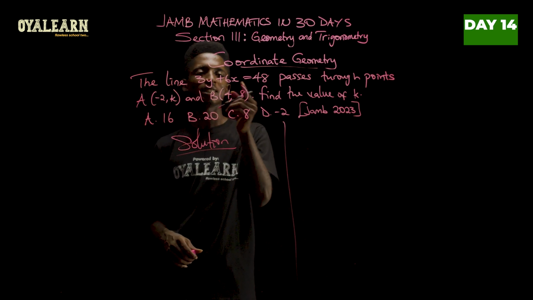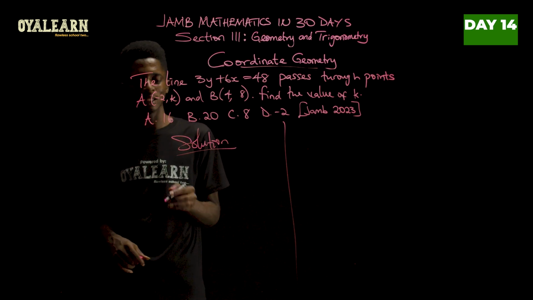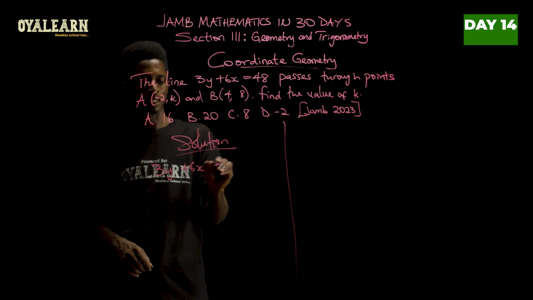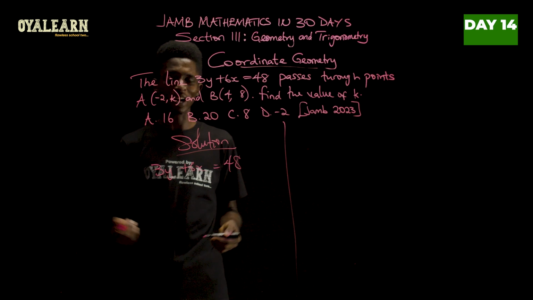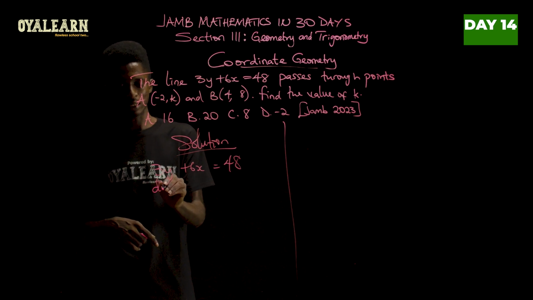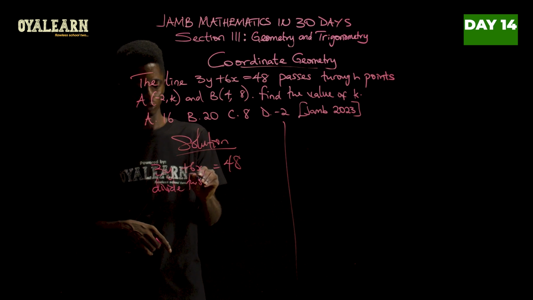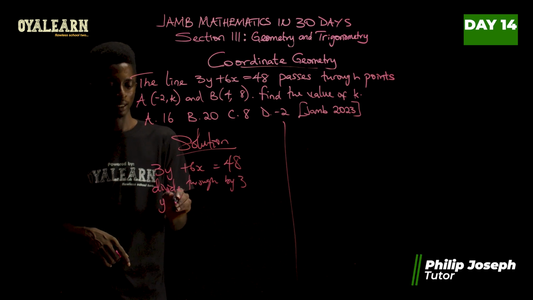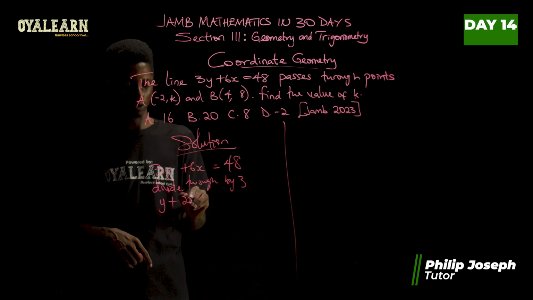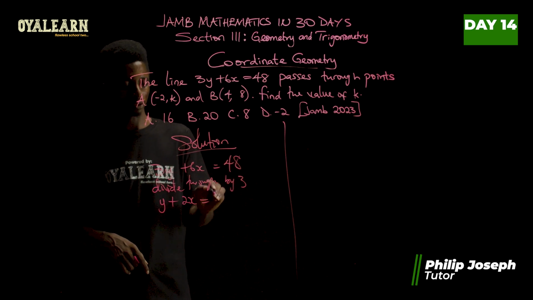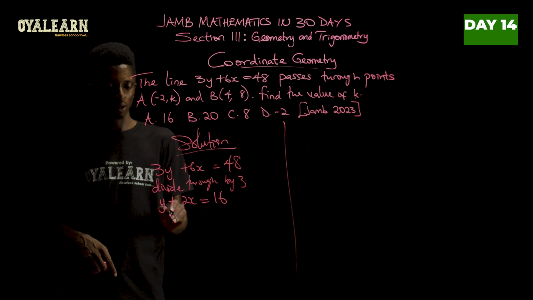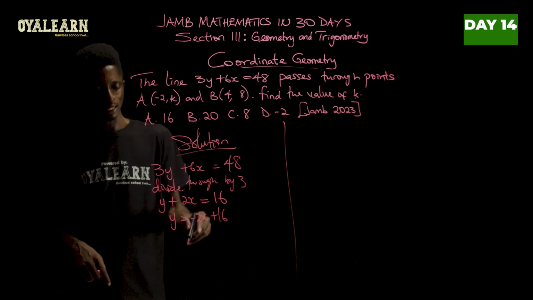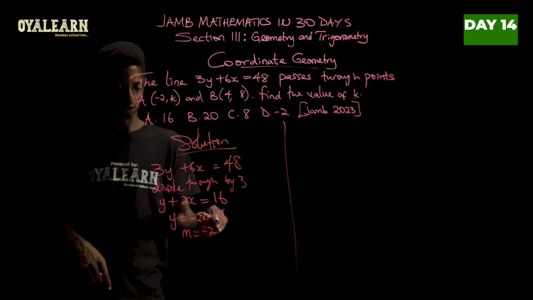Now let's start by getting the slope of this line, this equation of the line. So we have 3y plus 6x equals 48. Now let's simplify it by first dividing through by 3. So 3y divided by 3 will give us y, plus 6x divided by 3, that's 2x, equals 48 divided by 3 will give us 16. So we can then say y equals minus 2x plus 16. Now from here we can see that our slope m is minus 2.